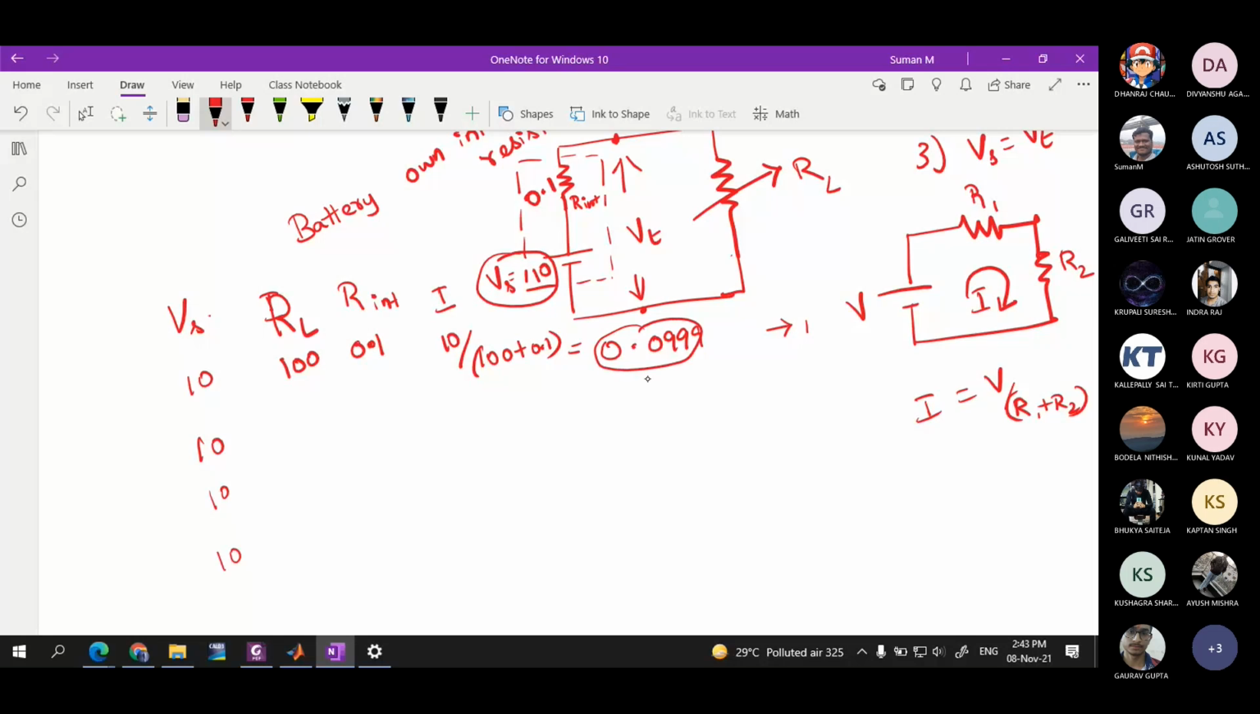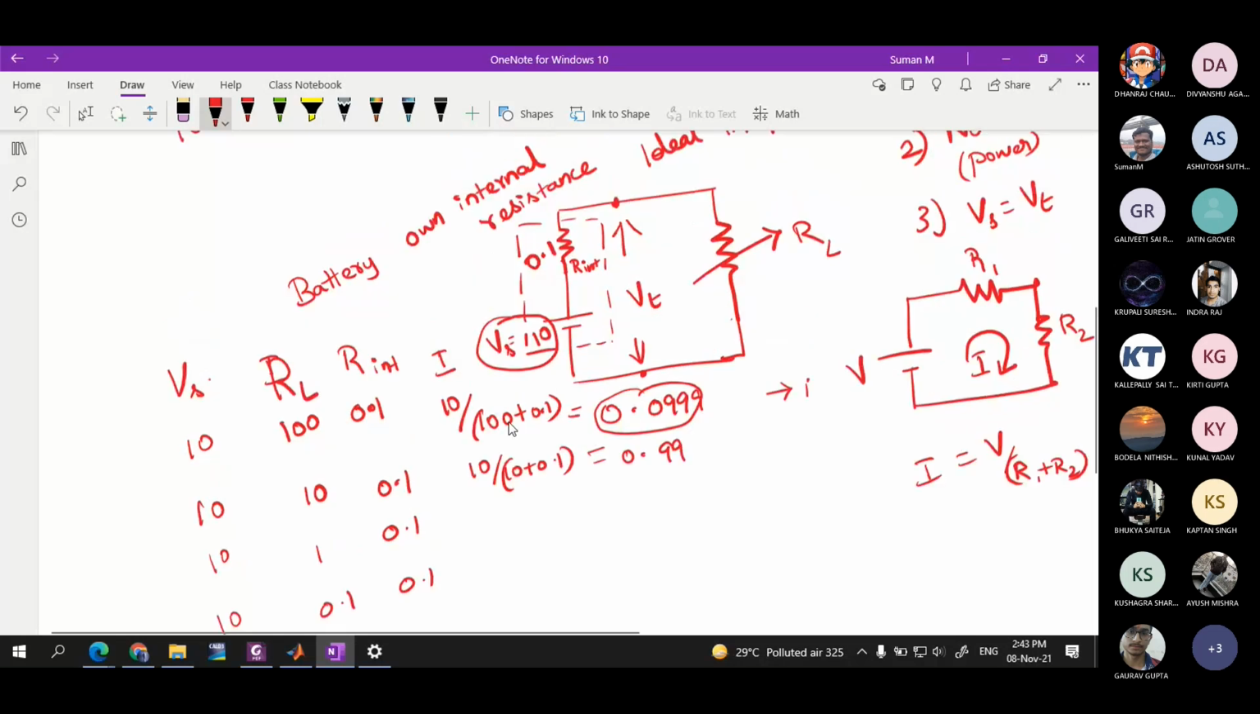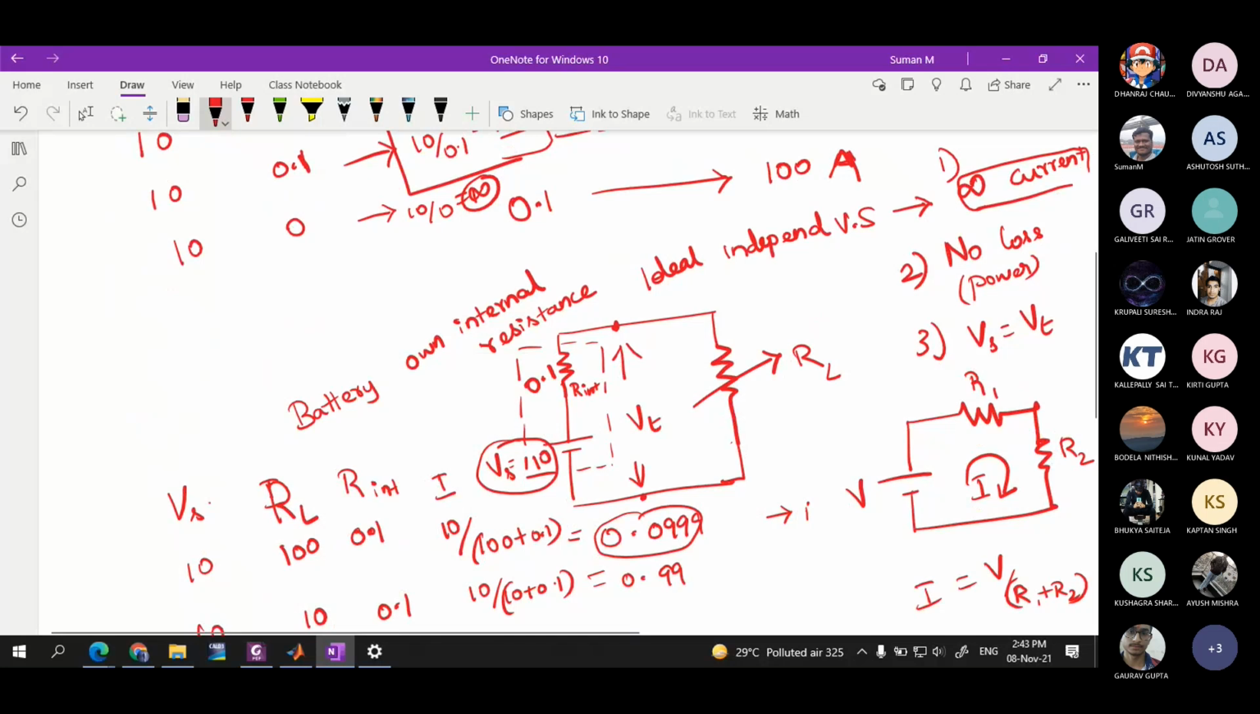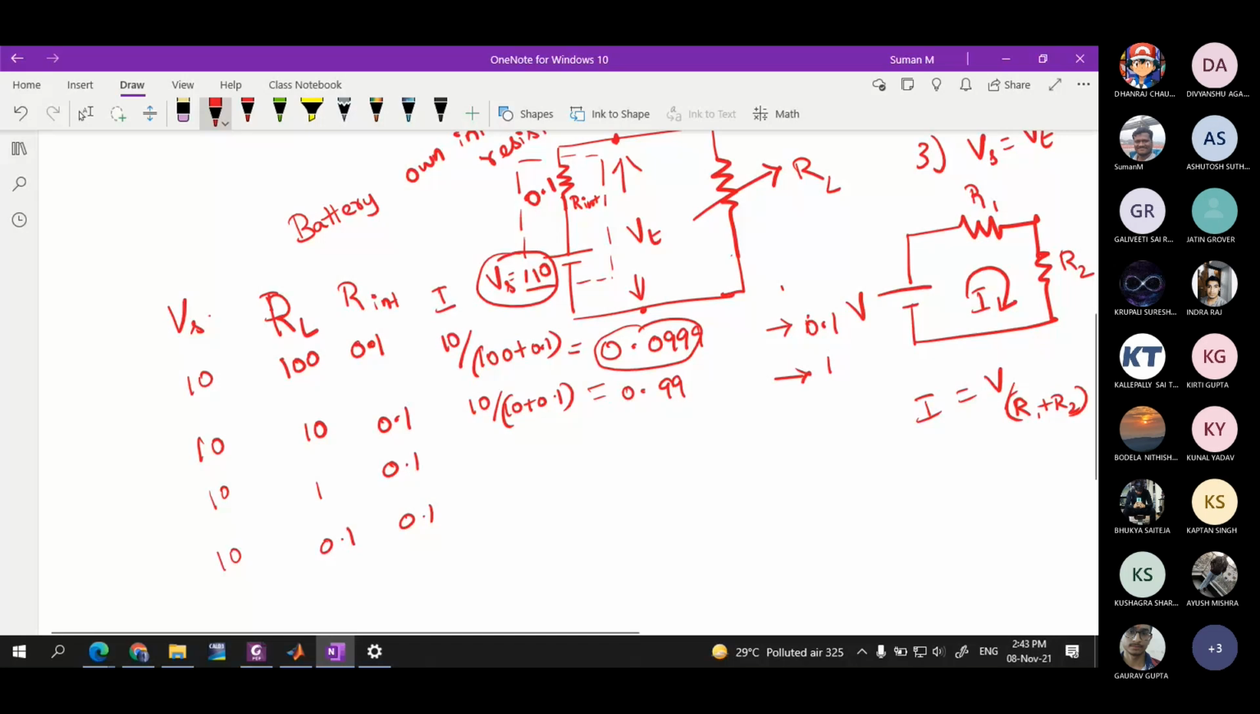Now you reduce the resistance value, so we will consider 10 ohm. So internal resistance is 0.1, this is 0.1, then this is 1 and this is 0.1. Now you see the current here. So 10 divided by 10 plus 0.1. Okay, so now what will happen? If you see, now the current will become 0.99. Earlier this was 1 for the ideal source, and for this case 10 divided by 0.1.